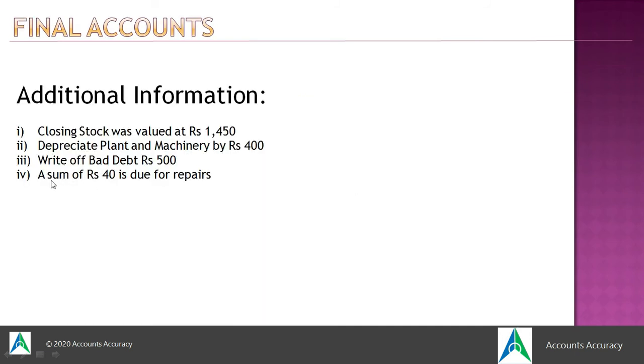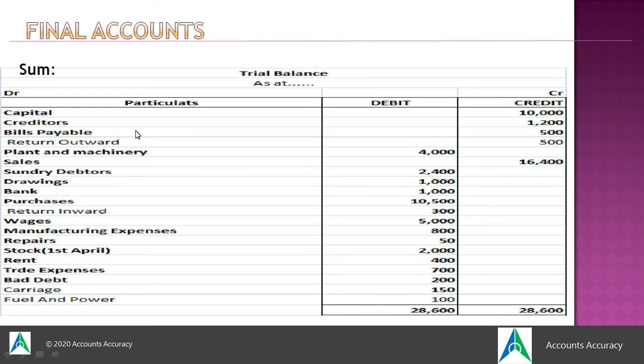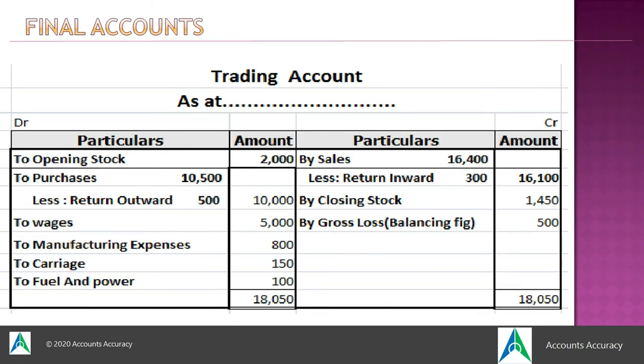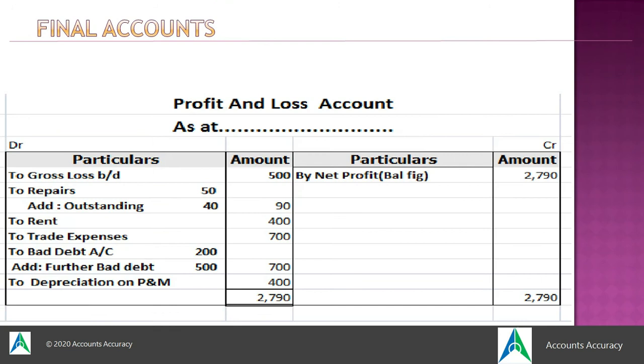We just deduct the value of depreciation from the amount of plant and machinery. Next to that, we have write-off bad debt. This write-off bad debt means it's further bad debt. So further bad debt value we just add with the bad debt value provided in the trial balance. You can see here we had bad debt of 200. To this we will add this 500 extra amount because it's again a new bad debt for which the company was not prepared. So that further bad debt will be added to the bad debt value and the final amount 700 will be shown in the final column.